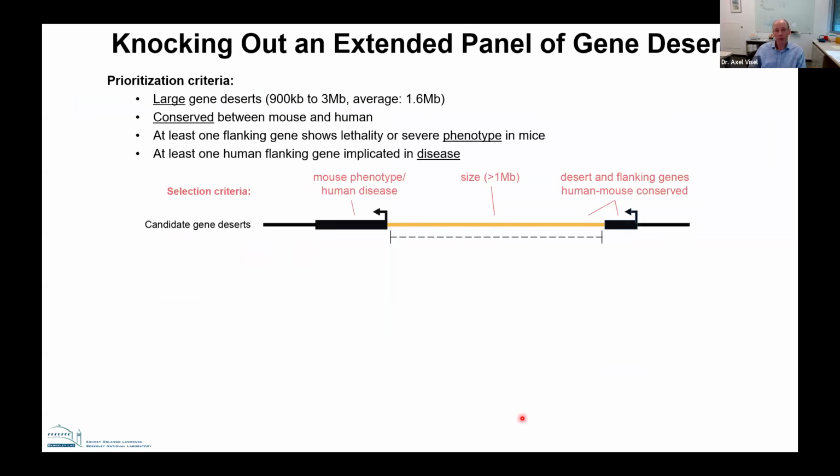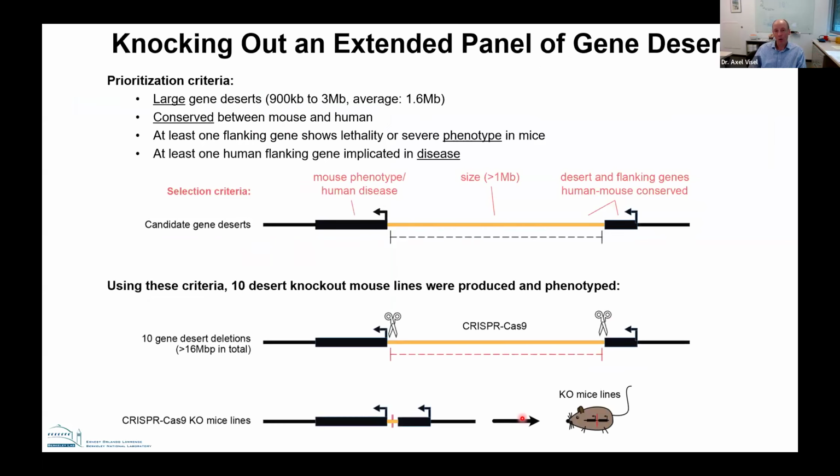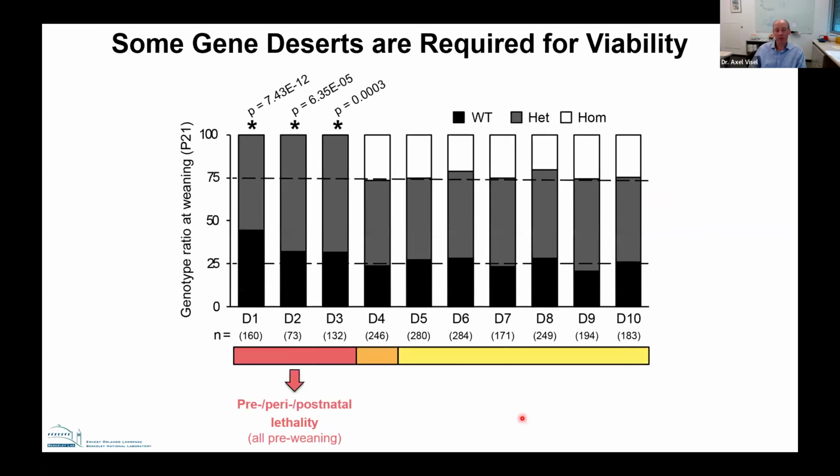So what we decided to do is revisit this, and now that it's easier to knock out large parts of the genome using CRISPR, we knocked out a larger panel of 10 different gene deserts in the mouse genome, to just get a general sense of how commonly removing entire gene deserts causes any significant phenotypes.